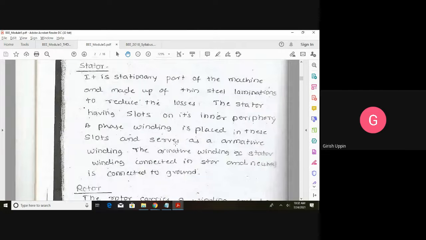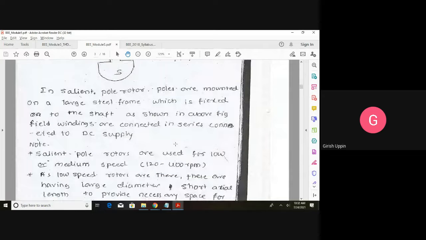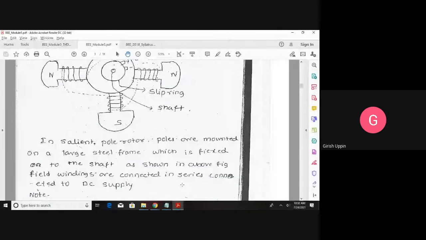So a very, very important question from the exam. Please prepare this. In salient pole rotor, poles are mounted on a large steel frame, which is fixed on the shaft as shown in the figure. So it is fixed on this particular shaft. Field windings are connected in series, connected to DC supply.